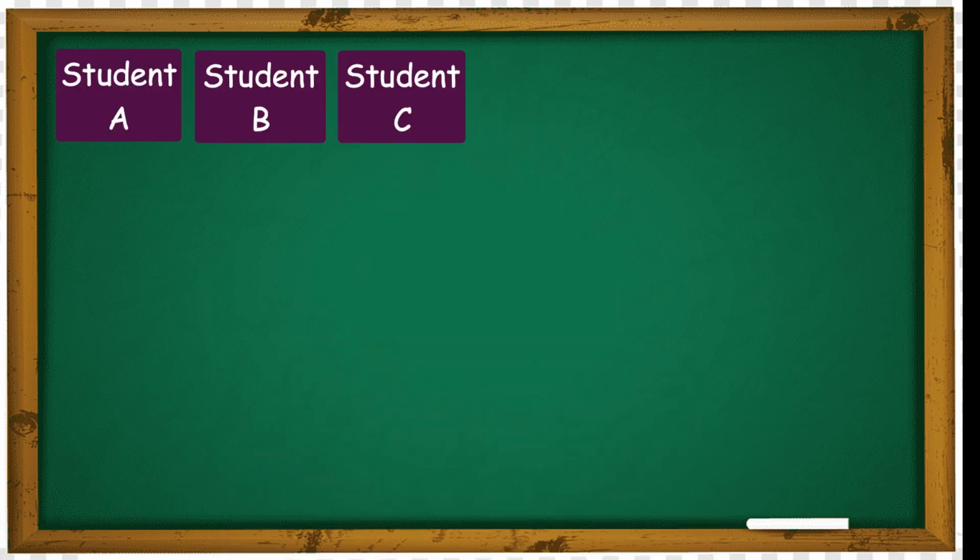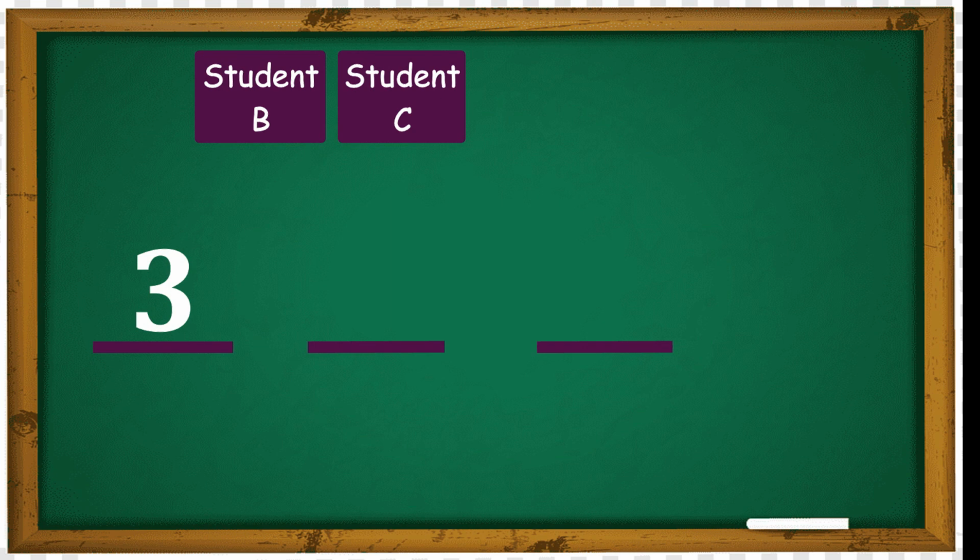But how do we solve this without listing? Note that there are 3 students in this problem. Let me draw the 3 blanks that indicate the position of each student. For the first position, there are 3 students who can take this position. So, we write 3 in the first blank. For the second one, since a student has already occupied the first blank, there are only 2 students who can occupy this position. Therefore, we write 2 on the second blank.